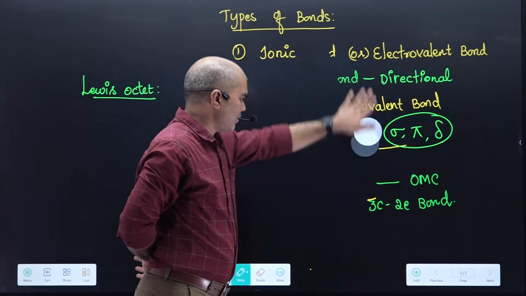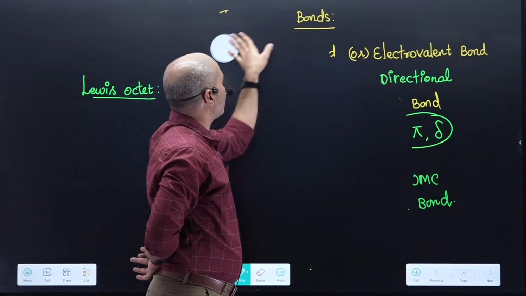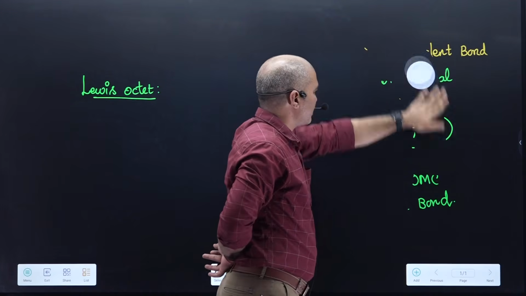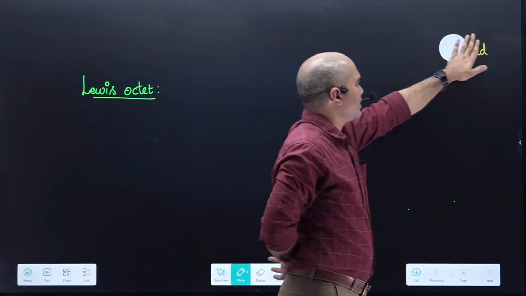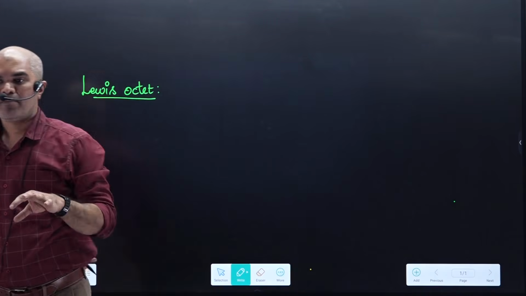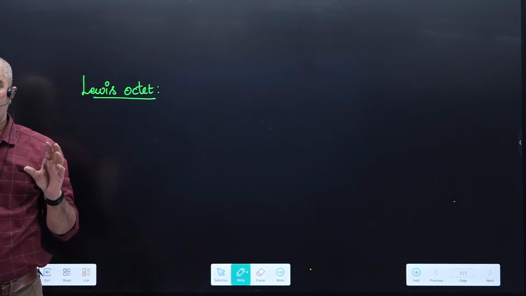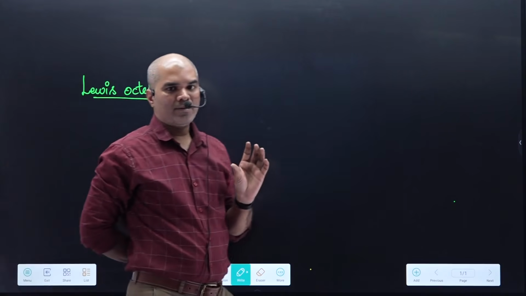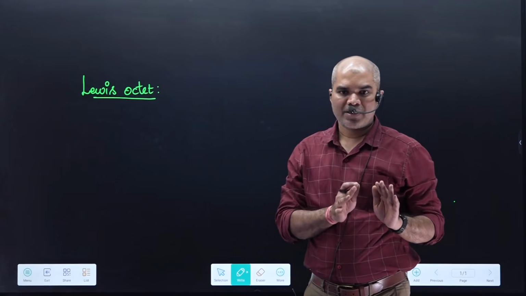So next we have to enter into VSEPR, but before entering into VSEPR, just one sentence about Lewis octet theory. What does Lewis octet theory say? Atoms combine to form molecules, right? And these molecules are stable. Why are they stable? Because the combining atoms obey the octet rule. Therefore, they are found to be stable.